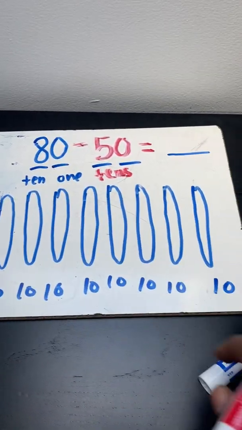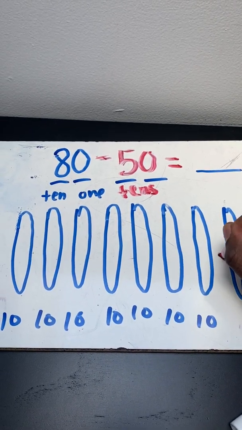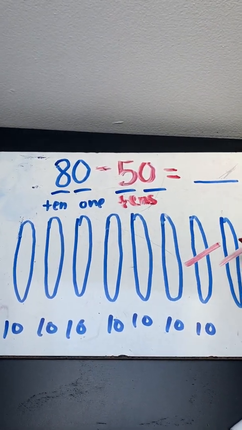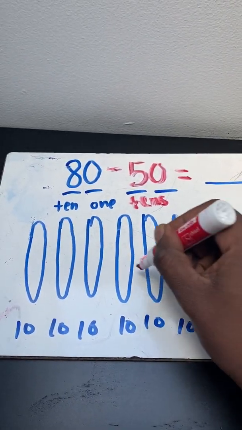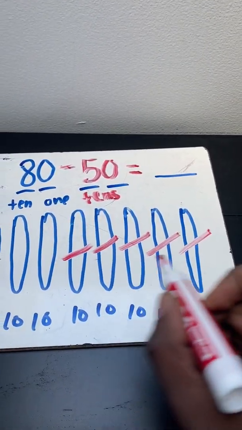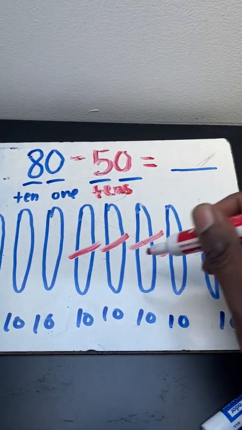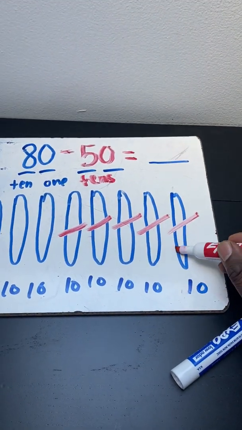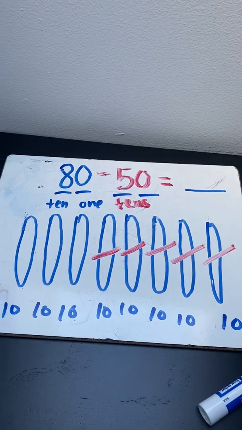So we started with our 80, our 8 groups of 10. We want to take away 5 groups of 10. So we want to take away 1, 2, 3, 4, 5. I took away my 5 groups of 10, or my 50, right? 10, 20, 30, 40. Let me count that again. 10, 20, 30, 40, 50. I took that 50 away.